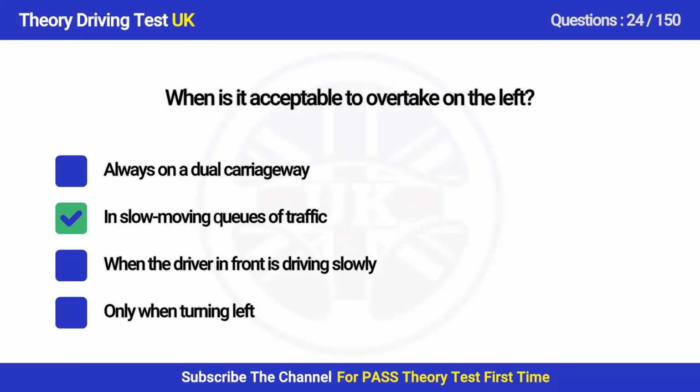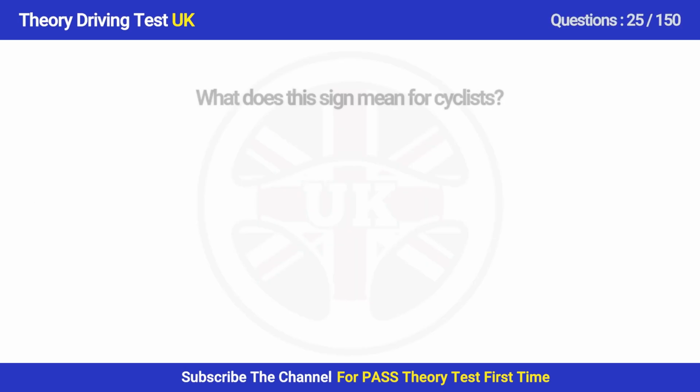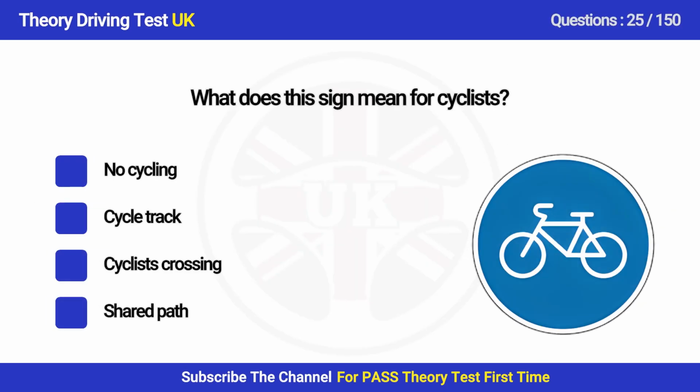Answer is B. In slow-moving queues of traffic. You may overtake on the left in queues of traffic when traffic in the lane is moving more slowly. On a one-way street, you can overtake on either side if it is safe to do so. Question 25. What does this sign mean for cyclists? A. No cycling. B. Cycle track. C. Cyclists crossing. D. Shared path.